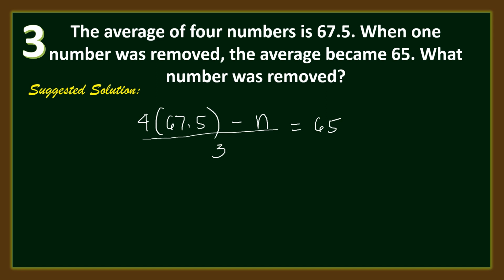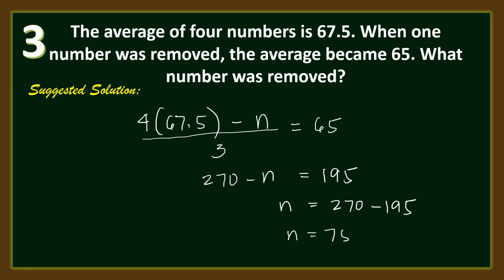Let us multiply both sides by 3, and 4 times 67.5 is 270 minus n. 3 times 65 is 195. To get the value of n, we subtract 270 minus 195. Then n, the number that was removed, is equal to 75.